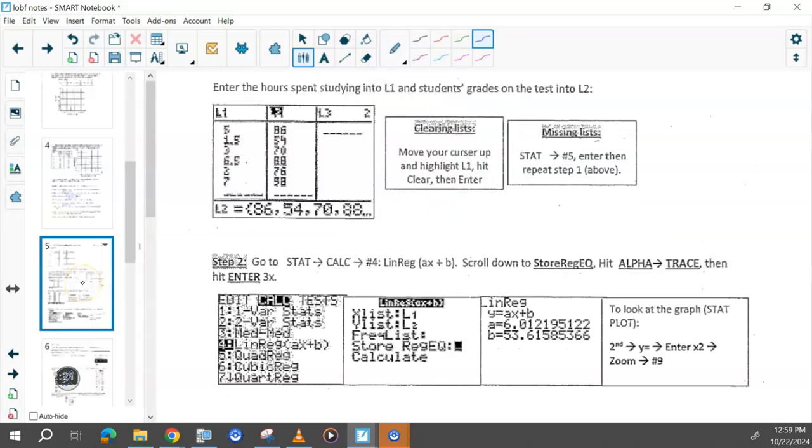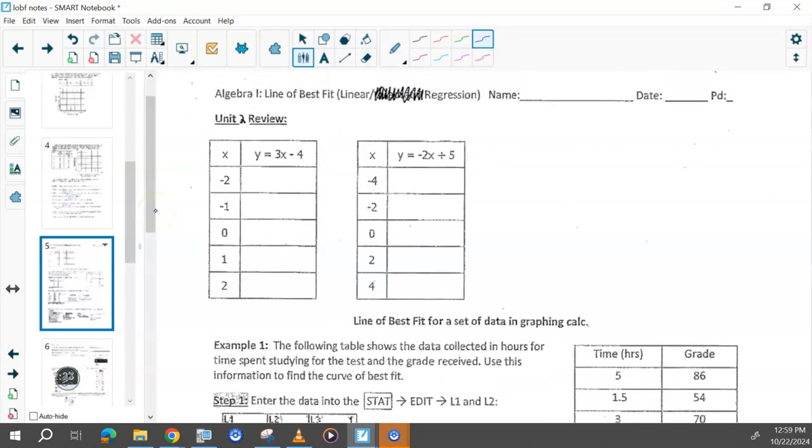Alright, on to the next page. This is where we're actually going to get into what we're doing. So I'm going to show you how to do this on the calculator. First, we're going to go through a little bit of review real quick. Then I'll show you how to do this on the calculator, and I'll show you how to do it in Desmos. And then for the quiz, for the project, you will have a choice whether to use Desmos or the calculator or both.